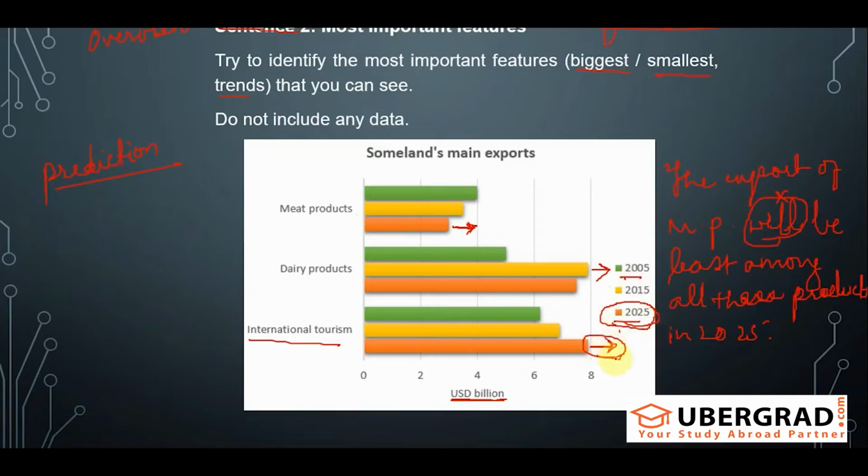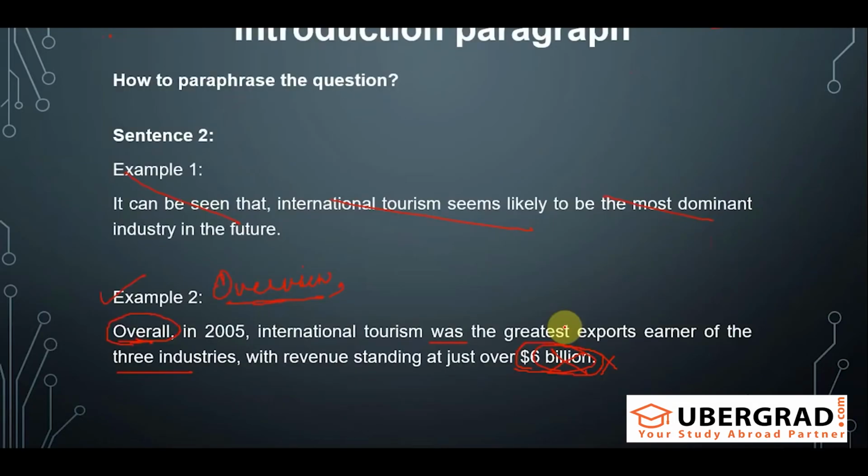So both of these are about the future only, so we have to use may. See, the orange one means this is also about the future and this is also future. This is also 25 and this is also 25. So meat products may become the least profitable of the three export products, whereas international tourism might become the most profitable by the year 2025. Right? So you're talking about the most and the least. You can also talk about dairy products if you want. You can talk about this one or this one. Both of them are approximately the same that you can see.